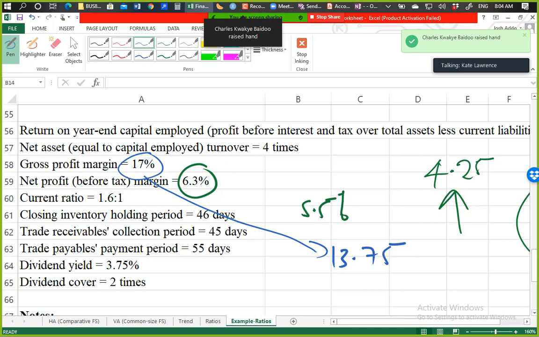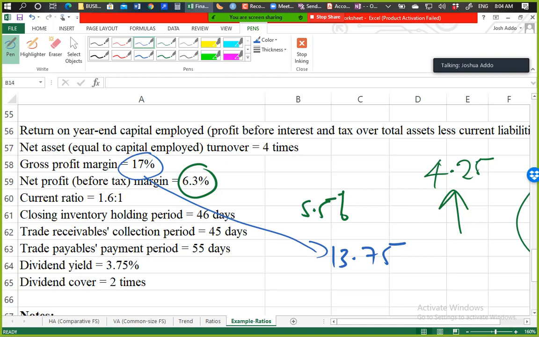Yes, Kate. Comparing to the previous year, this year we didn't do well. The business did not do well with the gross profit margin because the variance is 3.25 below the previous year's performance. By what percentage? You have to add that. Negative 3.25%. Yes, but you don't write it like that. You don't say it like that.